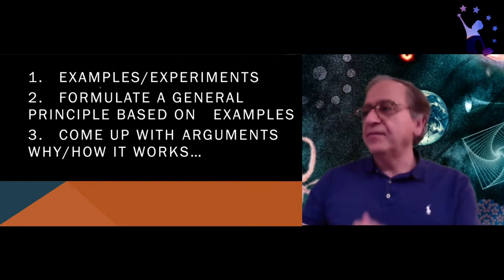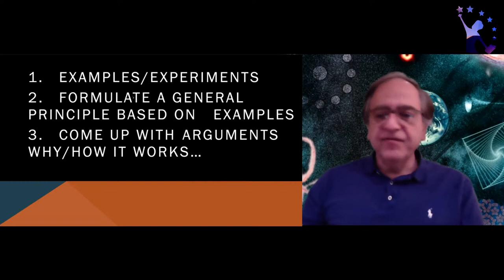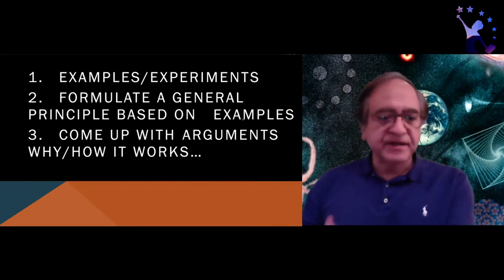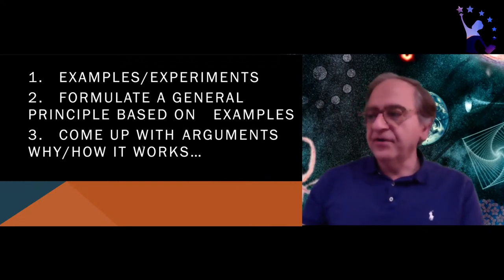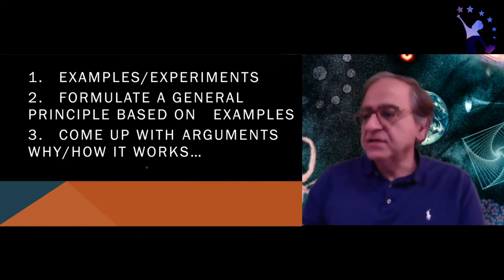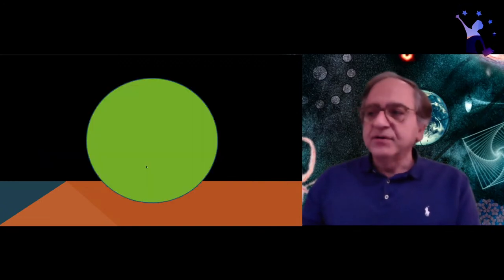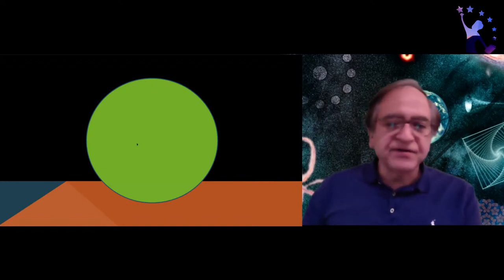We first come up with examples, or what we call experiments. Then we formulate general principles based on examples. And then third, we come up with arguments why and how it works. And of course, we continue experimenting and checking and checking. So here is our experiment or our example. Suppose we have a circle.